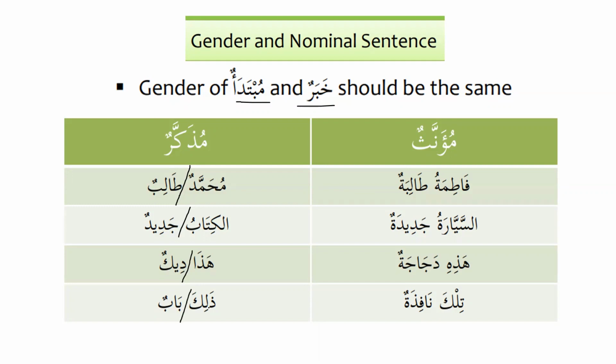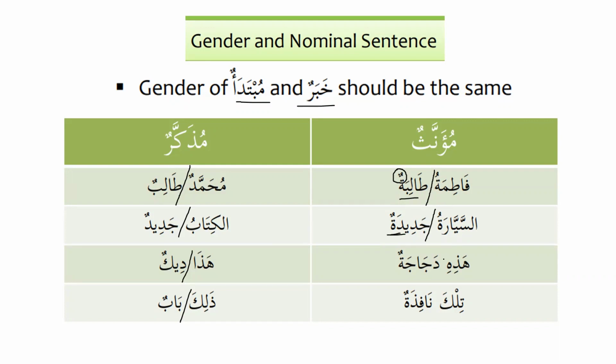Now, when the gender changes, then we also have to change the subject and the predicate accordingly. So if the subject is feminine, for example, Fatimatu, then it has to be talibatun. So we have to make it feminine. Why do we have to make it feminine? Because the subject, mubtadaun, and the predicate, khabar, are equal in gender. So they should have the same gender. We cannot say Fatimatu talibun. That's not possible. So what do we have to say? Fatimatu talibatun. Similarly, if you want to say the car is new, as-sayyaratu jadidatun.